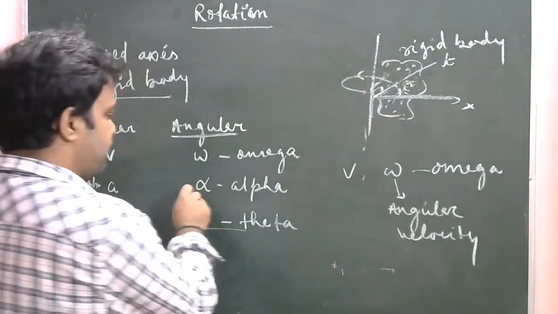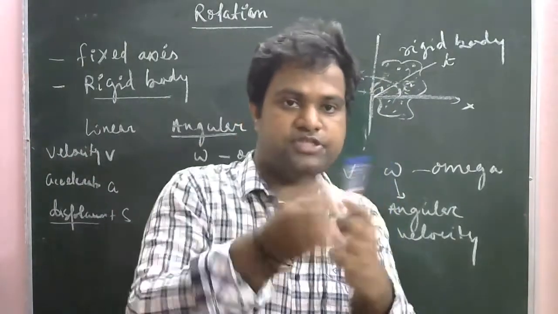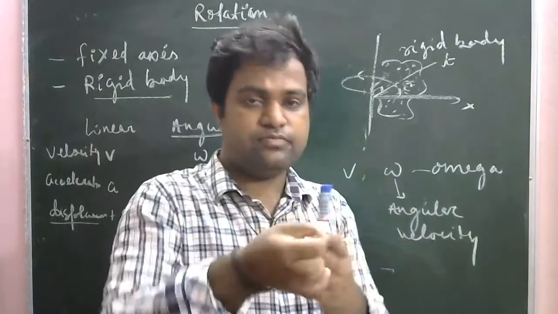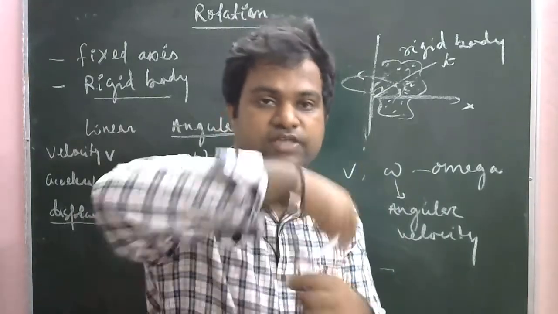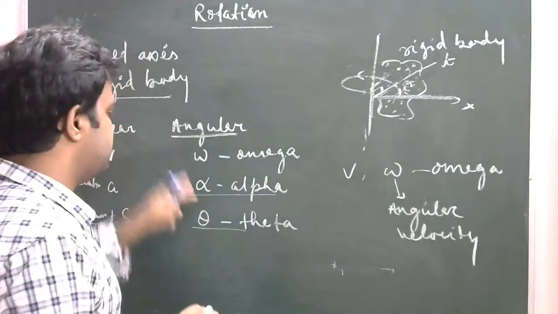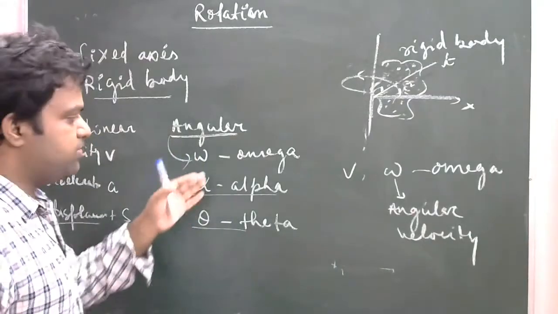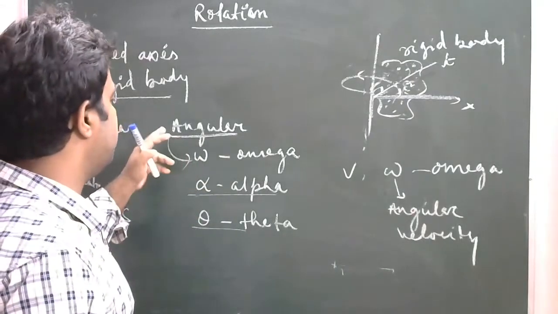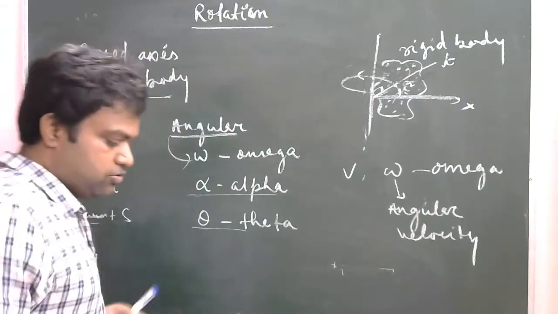Now, what is alpha? Alpha is the acceleration. If a rigid body is rotating about an axis, then how fast is it rotating? What is the velocity? That is your angular velocity, omega. It looks like w, but it's omega. You will read it as omega. So angular velocity is your omega.